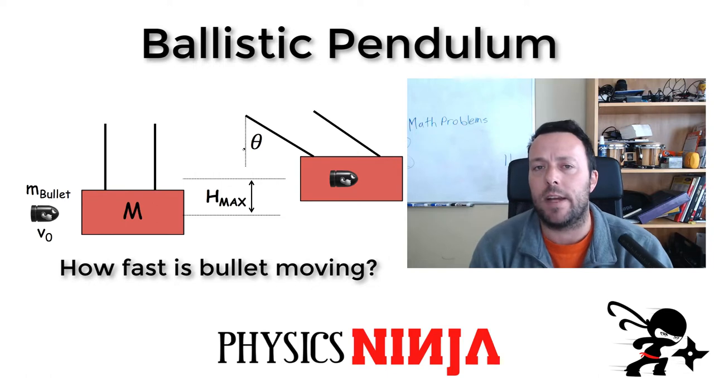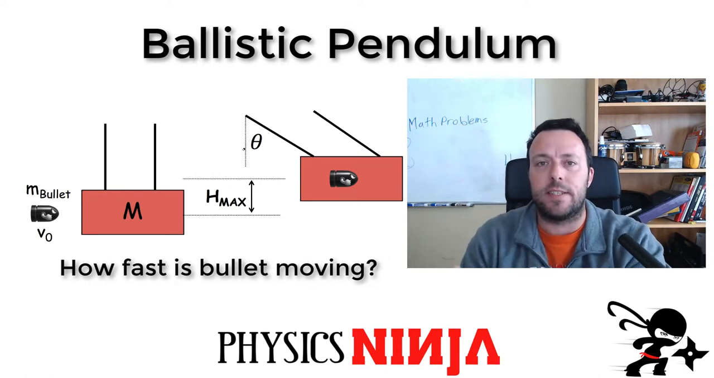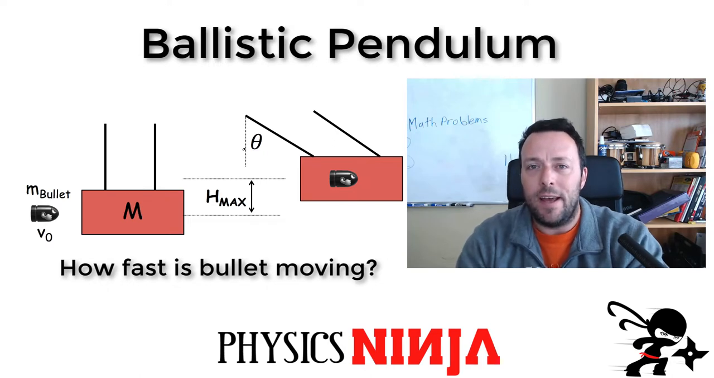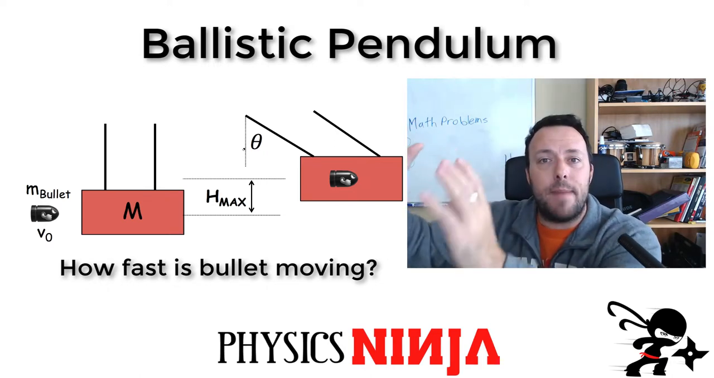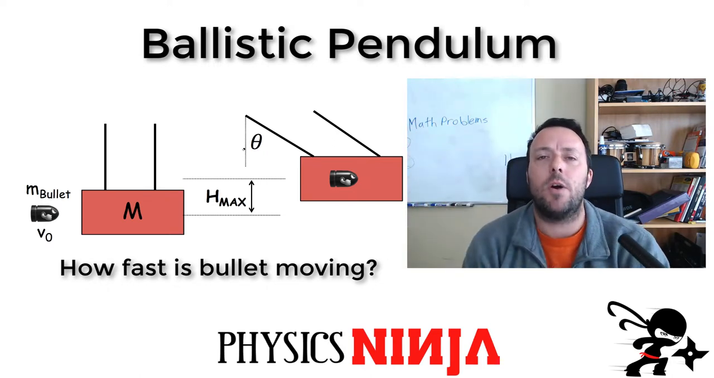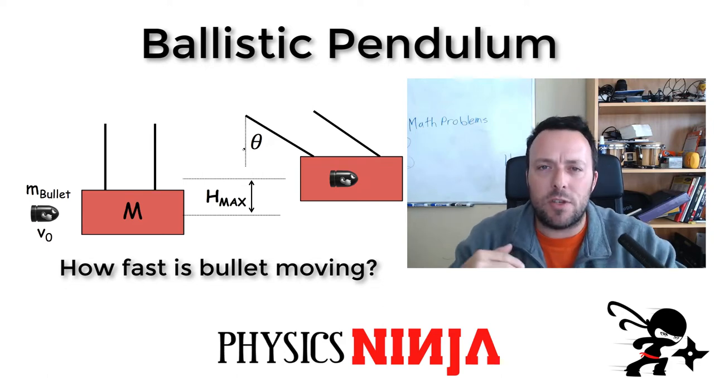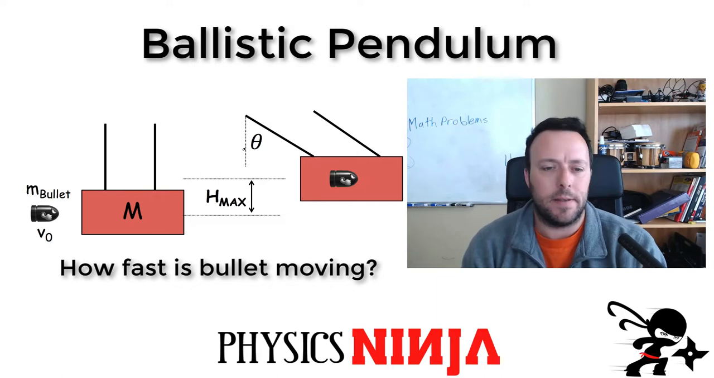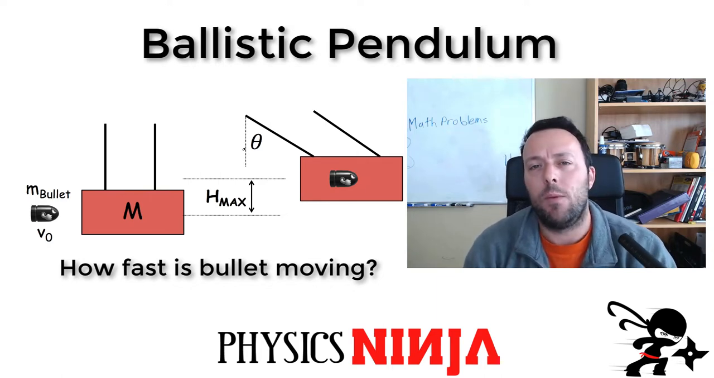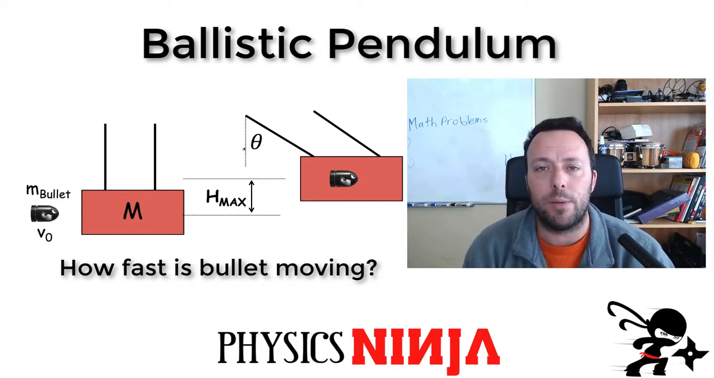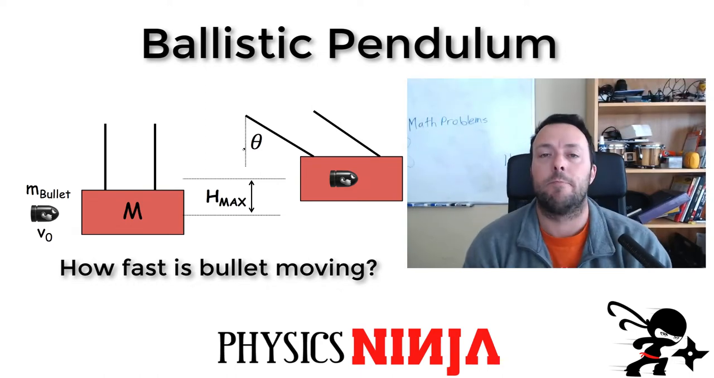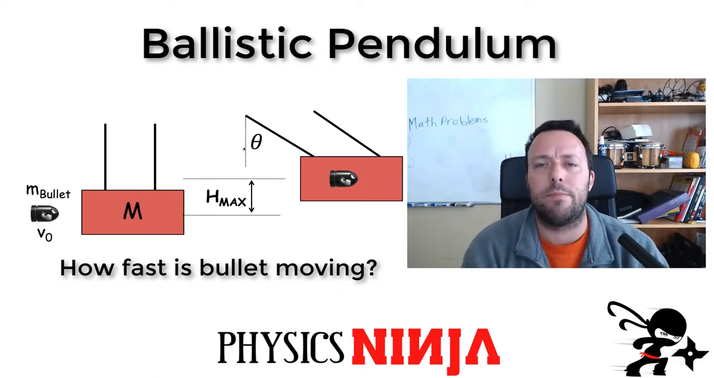So this is a nice problem. We're going to break it down into the different sections: before the collision, after the collision, and when the block is at its maximum height. So let's go ahead and set this up, and I'll give you some numerical values after for the mass and the height, for example, and we'll calculate what the initial velocity of the bullet is. We'll compare the kinetic energy. We'll look at even the impulse. All right, let's do it all for this one particular problem.